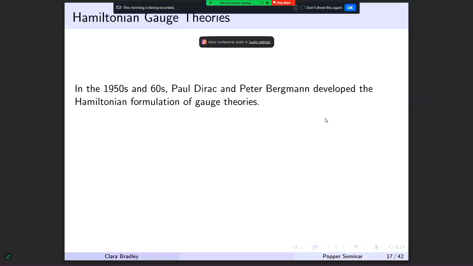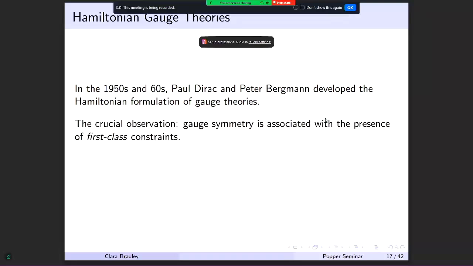But indeed, in the 1950s and 60s, some physicists worked out how to do it. It was especially Paul Dirac, whose name you probably know, but also another influential physicist called Peter Bergmann, and they worked on this problem somewhat simultaneously but independently. And they developed this way of thinking about gauge theories in a purely Hamiltonian way.